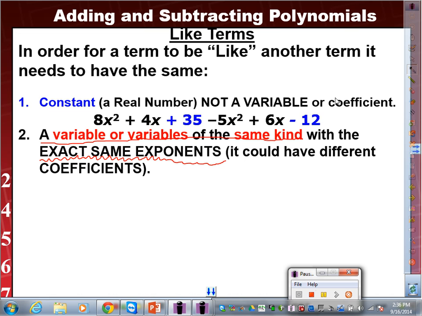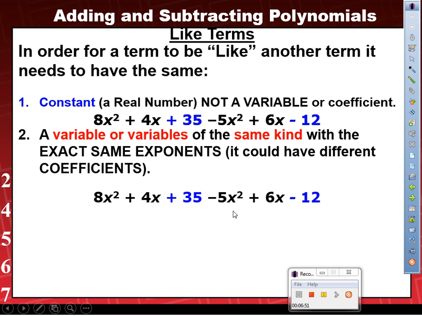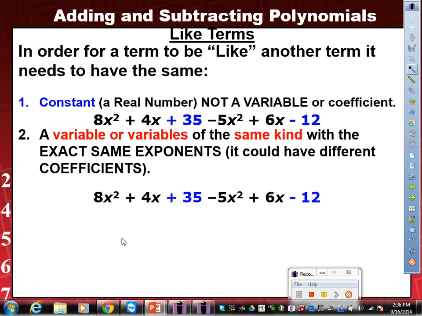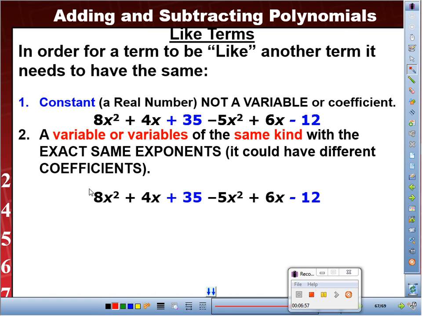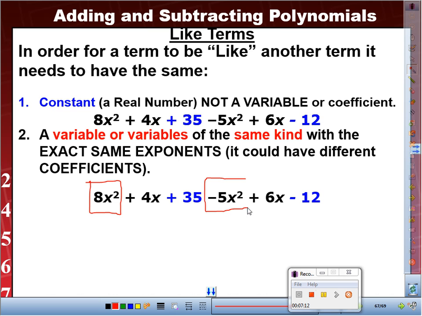If I was to give you the same polynomial, pay attention please. Here's a polynomial. And if I was to start from left to right, I'm going to box this one in red. Which other term has the exact same variable with the exact same exponent? Do you guys see it? This one. So I would box this one because this one is like that one. That's what we call like terms.